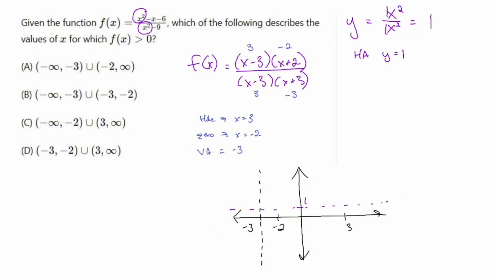Now, the other thing that I didn't find out is my y-intercept. My y-intercept happens when you have the constant number in the numerator divided by the constant number in the denominator. That is going to be my y-intercept, and that's going to happen at -6 over -9, which is going to be 2/3. So this is going to happen.